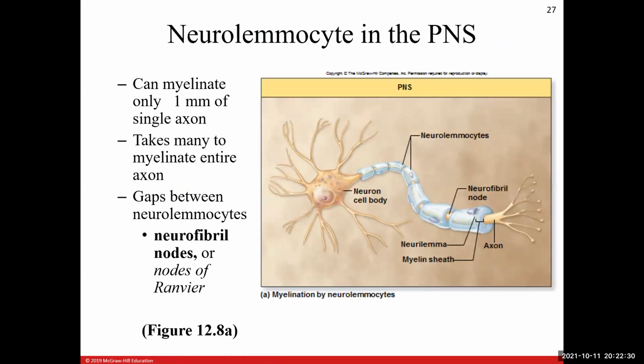Sorry, I'm running all over the place. Okay, so keep that in mind. Our neurolemocyte is going to be in the peripheral nervous system, the cell that myelinates the axon.